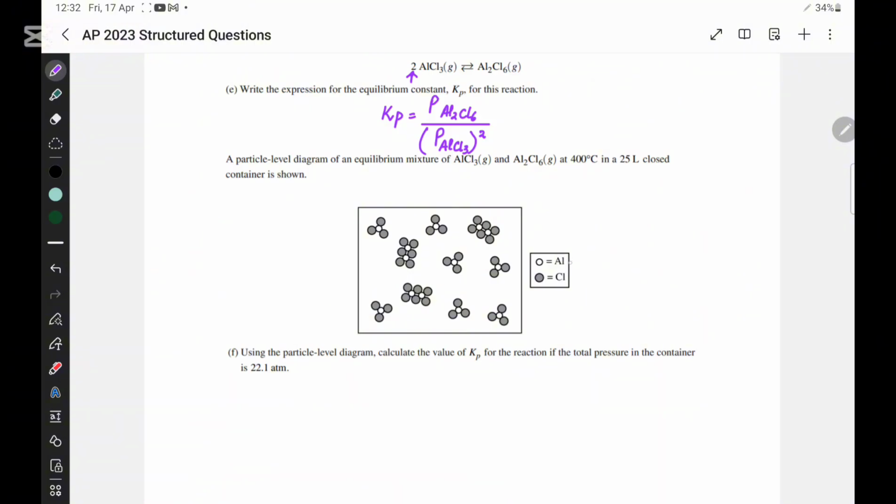So how many AlCl3 are there? Let's see AlCl3 in the diagram. AlCl3 are 1, 2, 3, 4, 5, 6 and 7. So we have 7 AlCl3 and we have Al2Cl6 as 1, 2 and 3. So we have 3 of them.